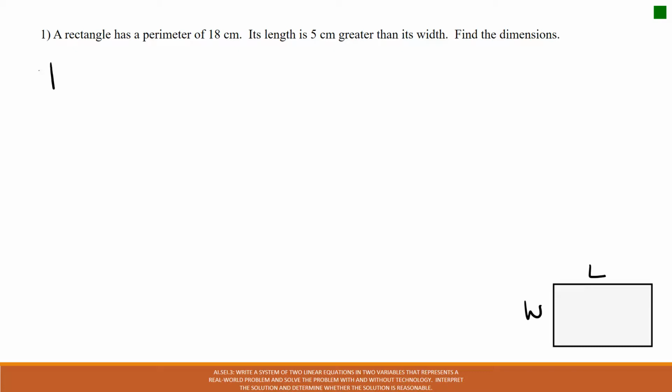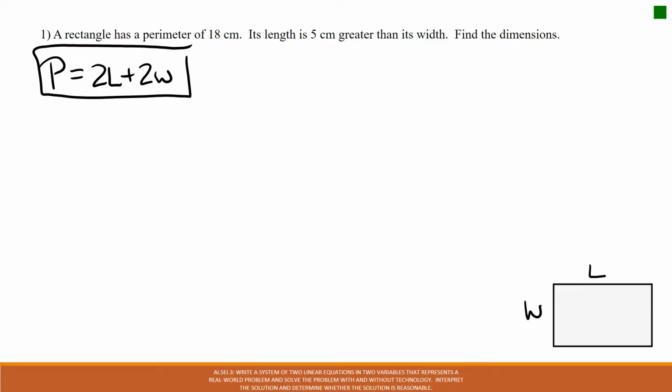Here's something you need to know. Perimeter of a rectangle is 2 times the length plus 2 times the width, all right? You have got to have that one memorized, all right? Perimeter, 2 times the length plus 2 times the width. Because when it says a rectangle has perimeter of 18 centimeters, you're just going to write 2L plus 2W equals 18. You're going to put the 18 in for P.